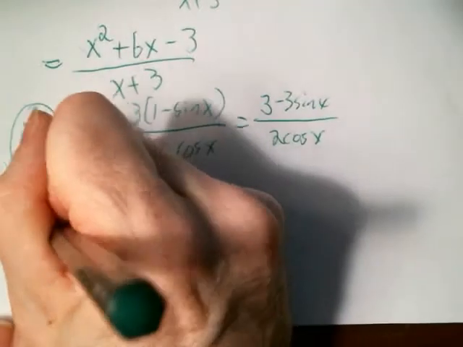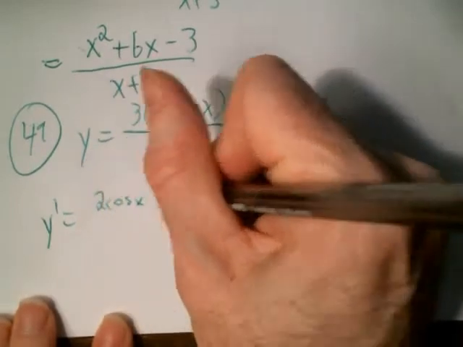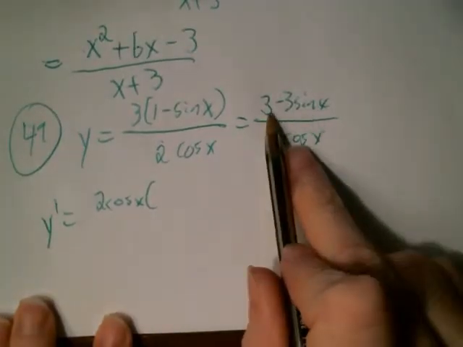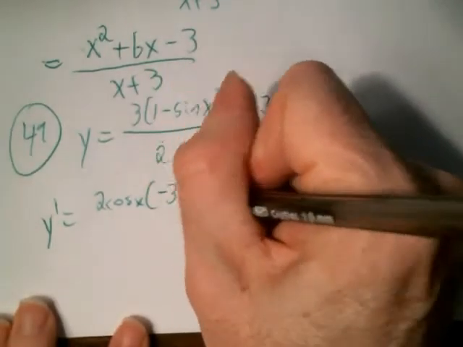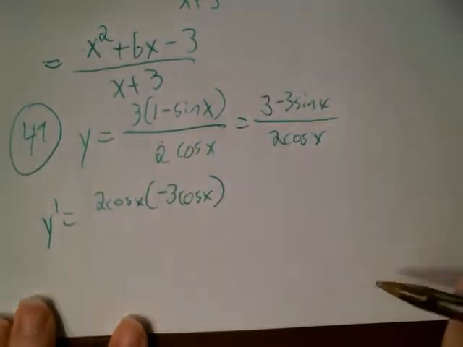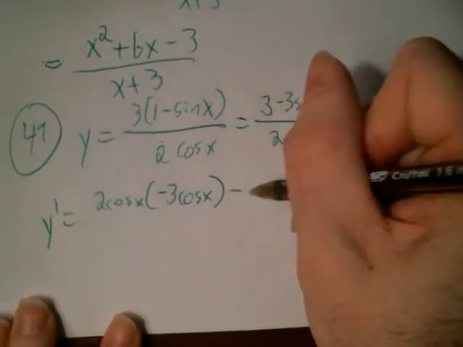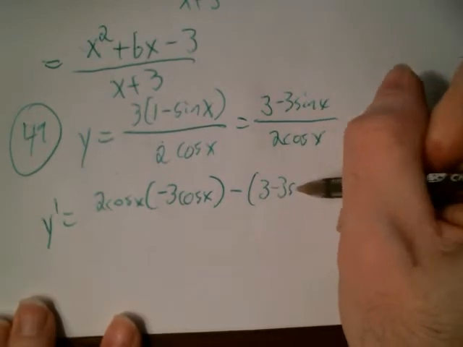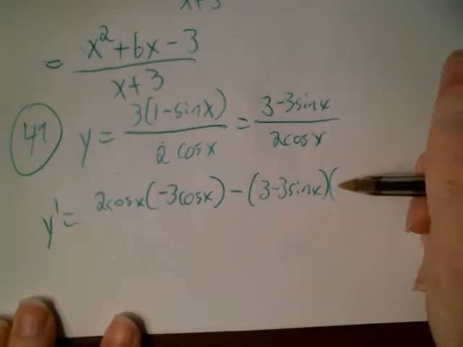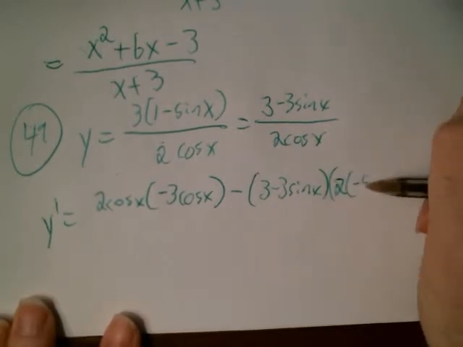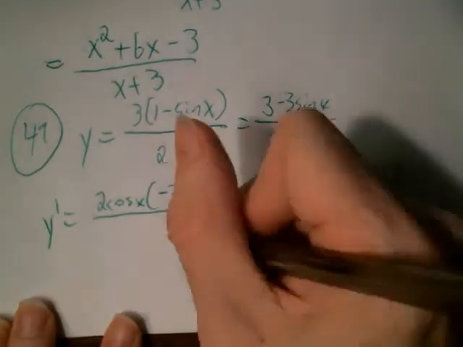That's what I'll do. So y prime is low d high, so 2 cosine x times the derivative of the high. The derivative of 3 is 0. The derivative of minus 3 sine x is minus 3 cosine x. Low d high. Minus high, so minus 3 minus 3 sine x times the derivative of the low. Leave the 2 alone and take the derivative of cosine, which is negative sine. All over the low squared.